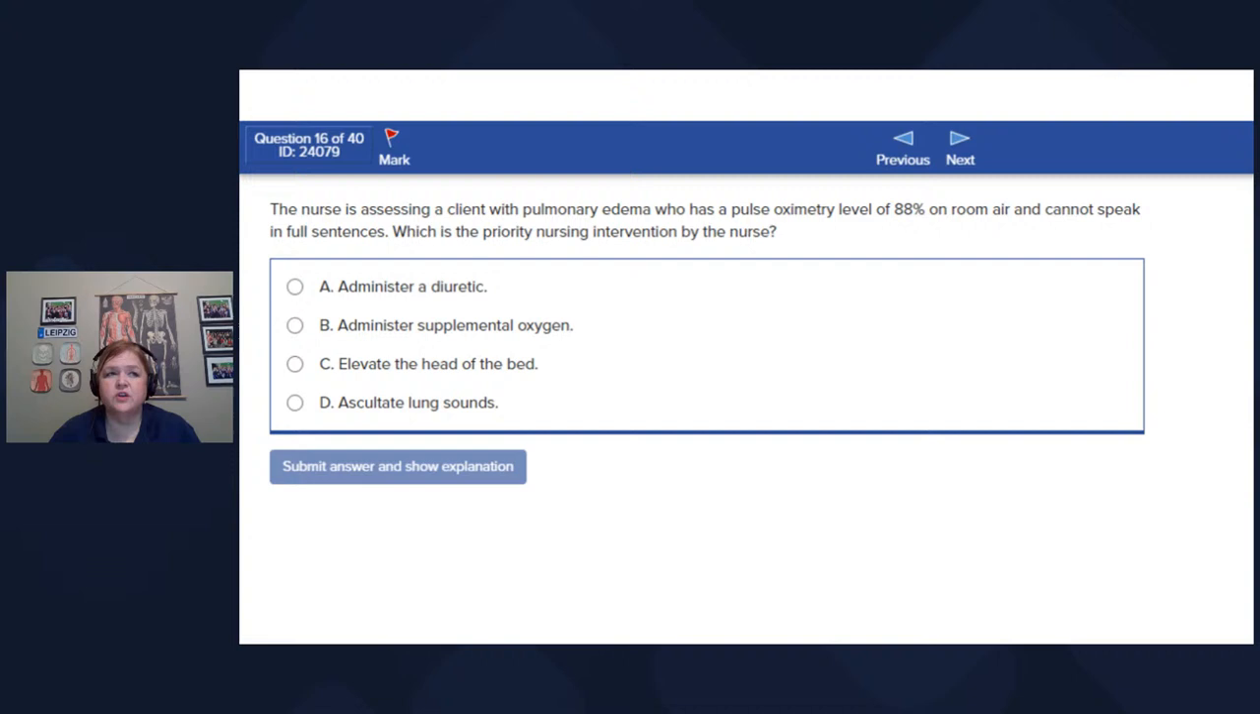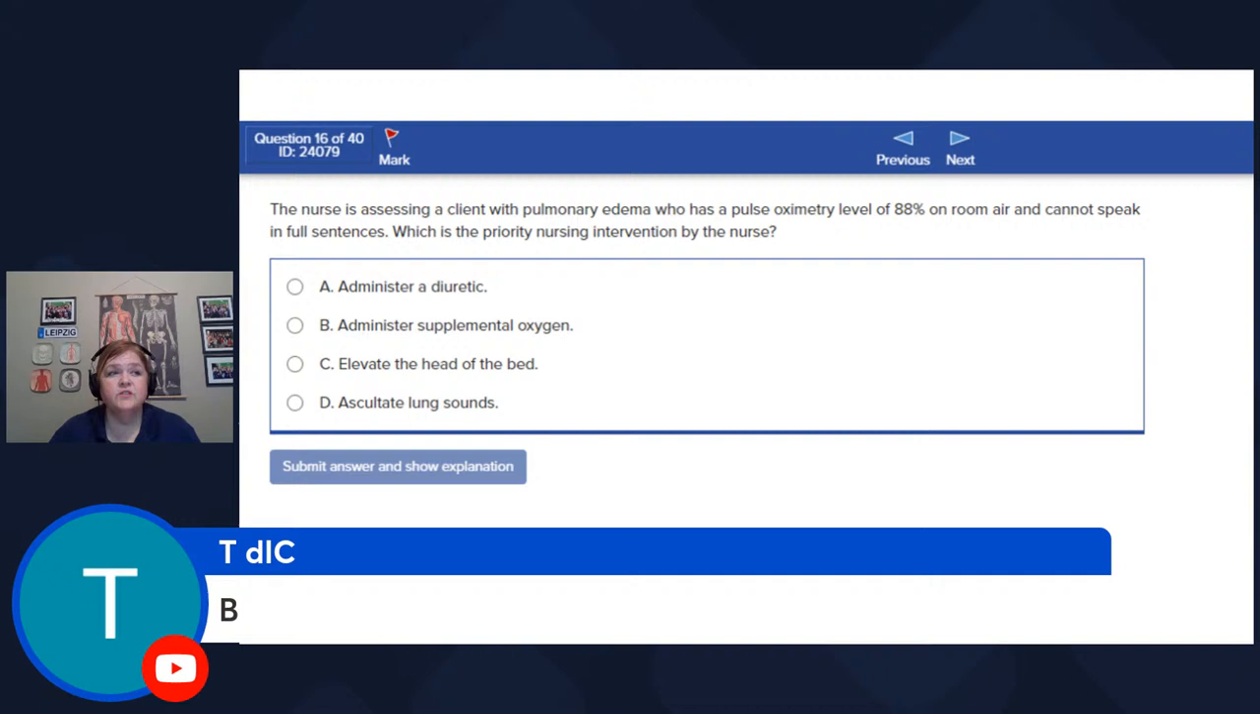But here's the next part of assessment. Cannot speak in full sentences. That would be an indication that they can't breathe well. Okay, so that's telling us, oh, they're symptomatic with that 88%. Not like the COPDer that was sitting there chilling and reading. This person is symptomatic. So which is the priority intervention? All of these would be considered correct. So which one would we do first? Now, this can be, is this a first question or a priority?